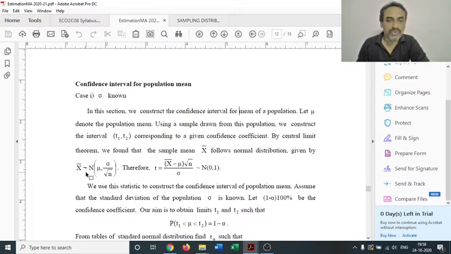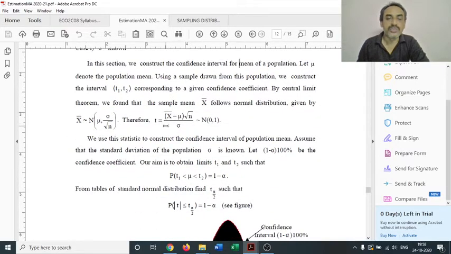Since x bar follows N(mu, sigma by root n), using the standardization principle, we have (x bar minus mu) divided by (sigma by root n) follows N(0,1). That root n in the denominator of the denominator will come to the numerator. Thus, we have (x bar minus mu) root n by sigma follows N(0,1). Now, this statistic is used to construct a confidence interval for population mean.